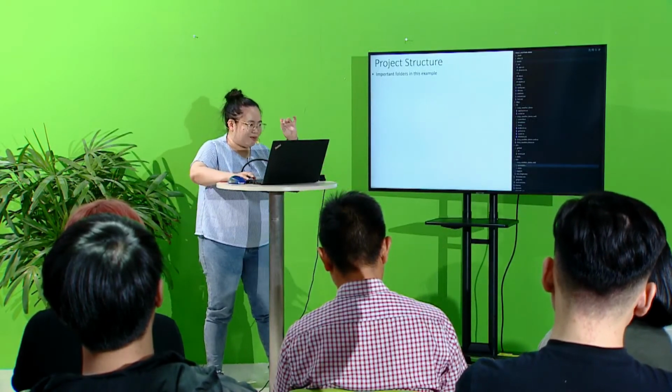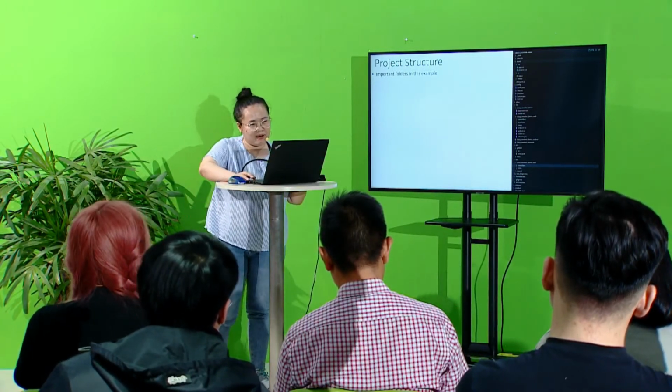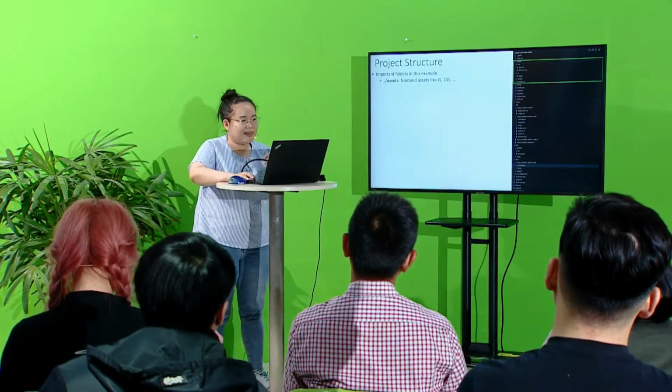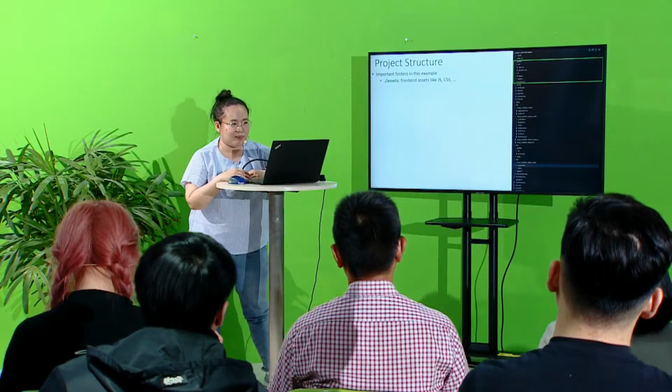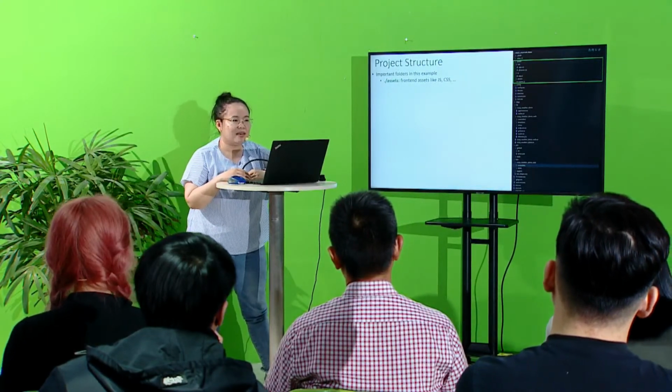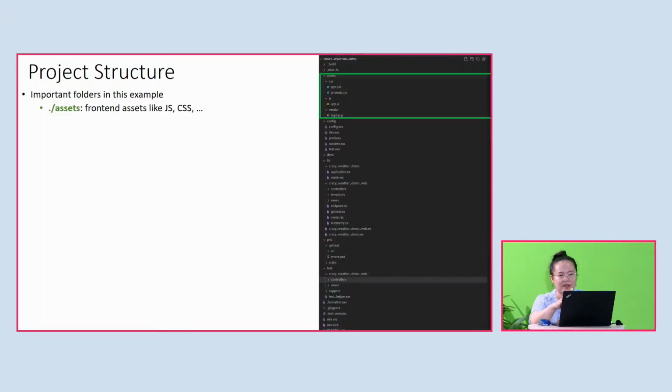So now I will go through the project structure to help everyone understand the folders that are generated from the mix task. First, we have assets. If you cannot see it, the assets folder keeps everything related to the front end, like JavaScript, CSS, and images, that you need to render the UI.